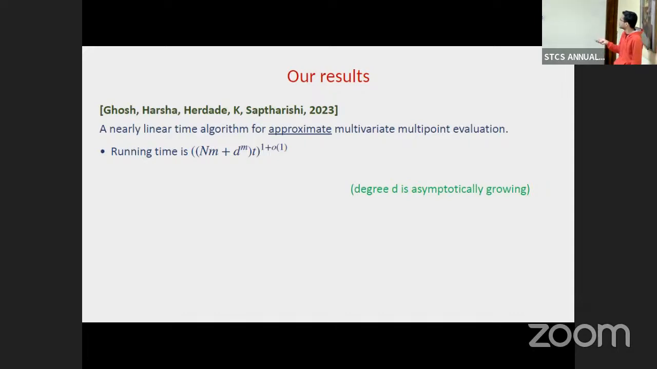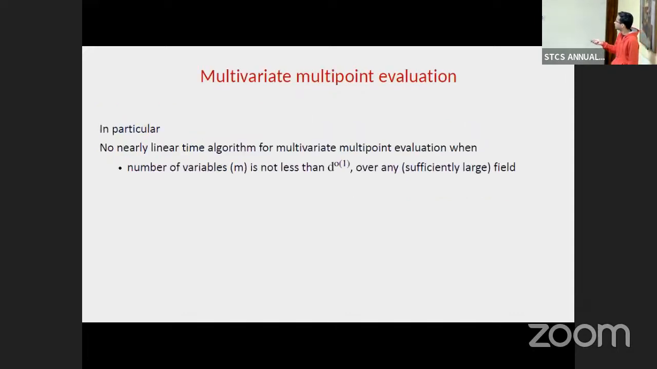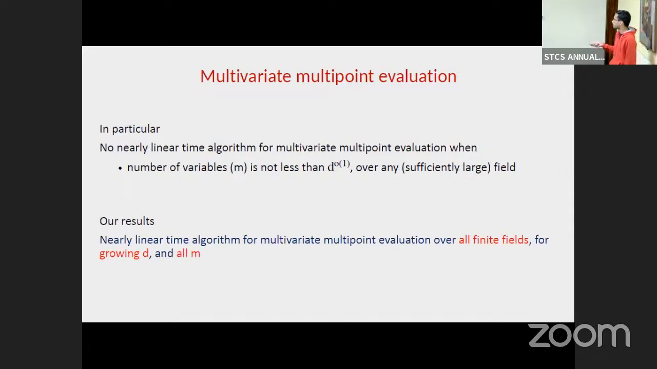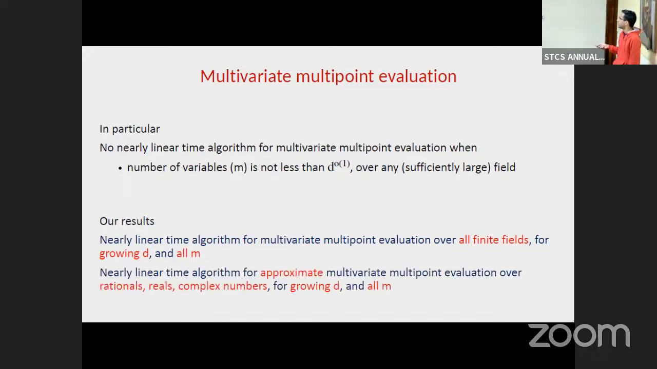Okay, so I said too many things, so let me summarize. Prior to our work, we did not have a nearly linear time algorithm when the number of variables was growing. Our algorithms basically give you this over all finite fields as long as d is growing, and for approximate multivariate multipoint evaluation over real rational points. Okay. Questions?